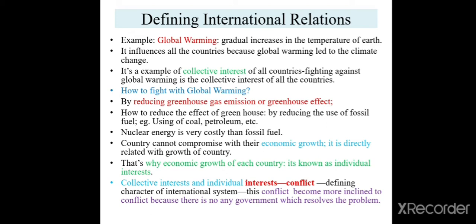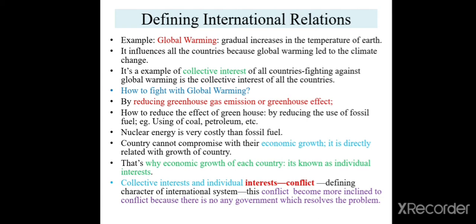And fighting against global warming or climate change is known as a collective interest, because global warming does not affect only one particular country, it affects the whole world. So that's why it has become the collective interest of the whole world. So fighting against global warming is the collective interest or common goal of all the countries in the international system.